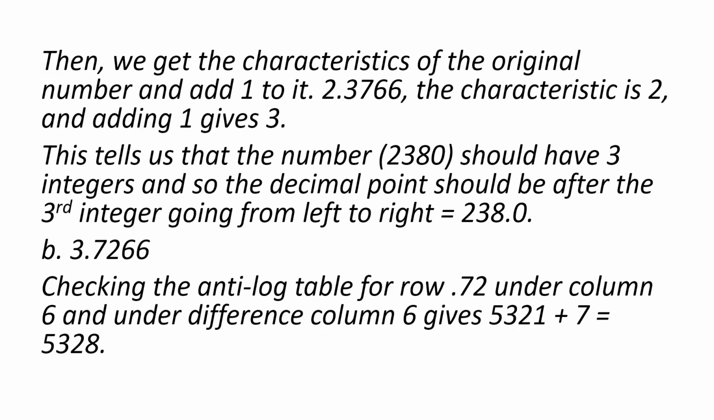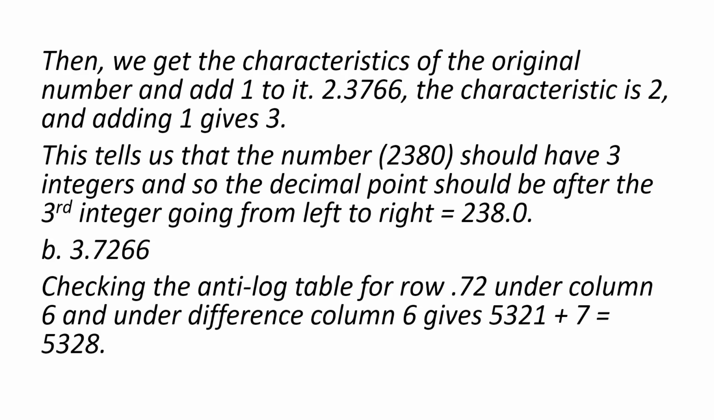Then, we get the characteristic of the original number and add 1 to it. 2.3766 is the original number we are working on. As explained earlier, 2 is the characteristic, while 3766 is the mantissa. Adding 1 to the characteristic 2 gives us 3. This tells us that the number 2380 we got from the antilog of the mantissa should have 3 integers, so the decimal point should be after the third integer, going from left to right, equals 238.0.